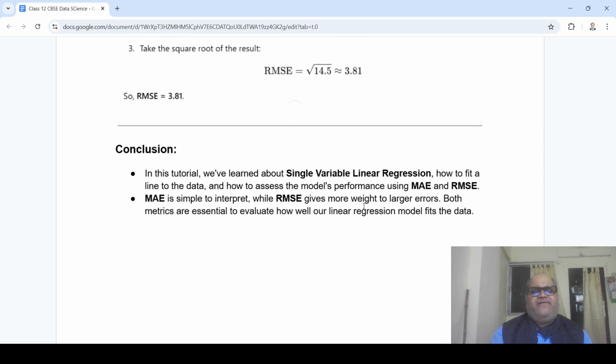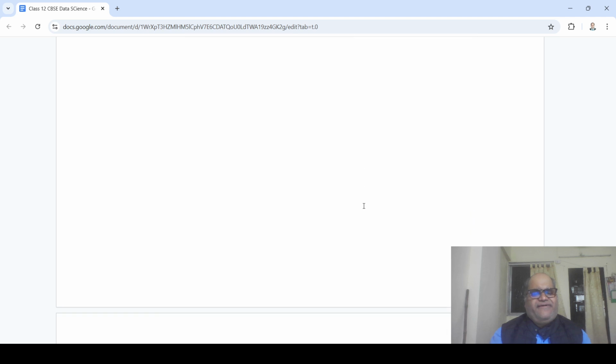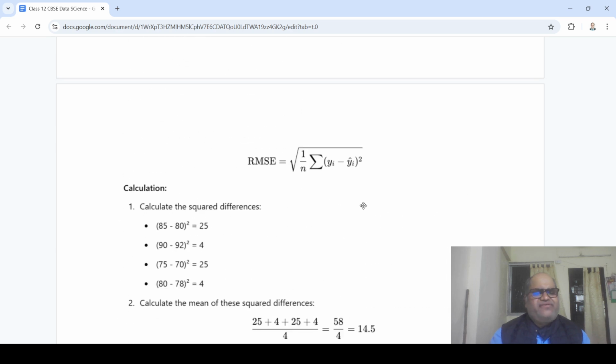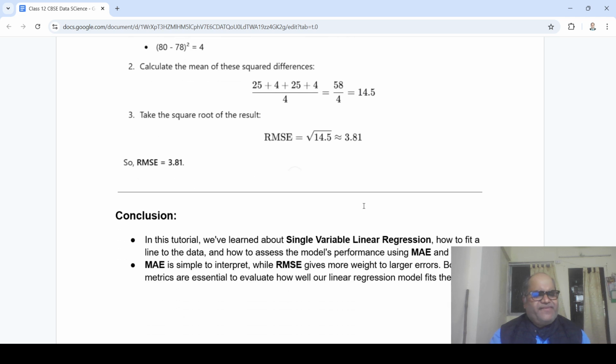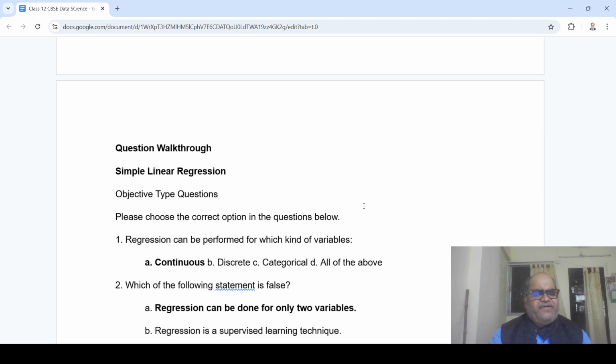Okay. So here we talked about single variable linear regression, how to fit it, and how to assess the model performance using mean absolute error and root mean squared error. We actually saw how to interpret MAE and RMSE, and we also looked at housing price on a single variable, and student marks for study hours. And yeah, so we'll sort of stop.